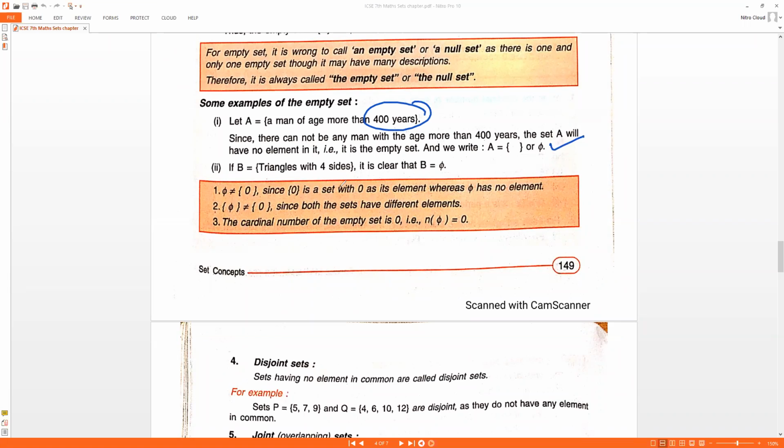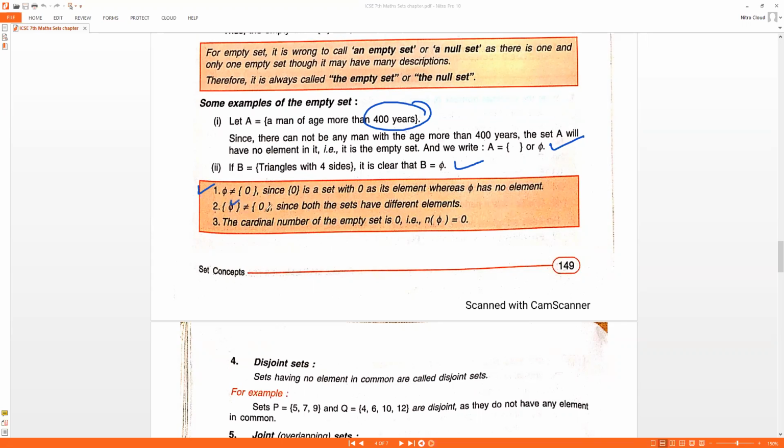Triangles with 4 sides, impossible, right? Triangles always have 3 sides. That's why it's called a triangle: 3 sides, 3 angles. So it is again an empty set. Phi is not equal to curly bracket 0. I told you before that it still contains 0. 0 doesn't mean that it is an empty set. Since {0} is a set with 0 as its element, whereas phi has no element, again the set of phi is not equal to the set of 0, since both sets have different elements.